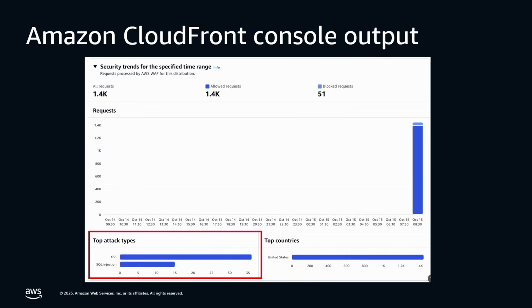Looking at some of the metrics, you can see that I was able to generate around 1,400 requests. 51 of those were blocked. You can also see some of the top attacks. These metrics are available within CloudFront, so if you're using CloudFront, you can just quickly go and look into these. And then you can also see finally that I'm only receiving requests from the US because I have a geo-blocking filter going on.